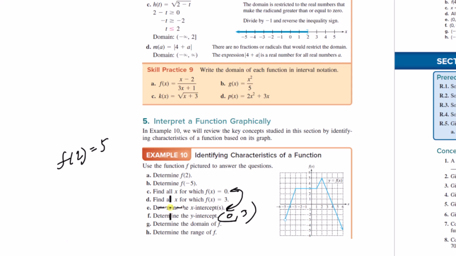Now, for all x for which f of x is equal to 3, this could be multiple x's. You could have different x values that correspond to the same output. Well, yes, there are. f of x is equal to 3 for an infinite number of x values, anything from minus 3 to 1, including the endpoints. Then the function equals 3, but that's fine. You have separate x values that correspond to the same output. So this is anything from minus 3 to 1.